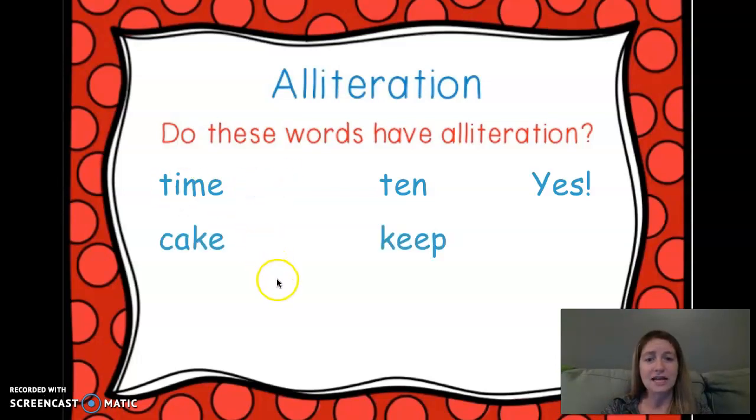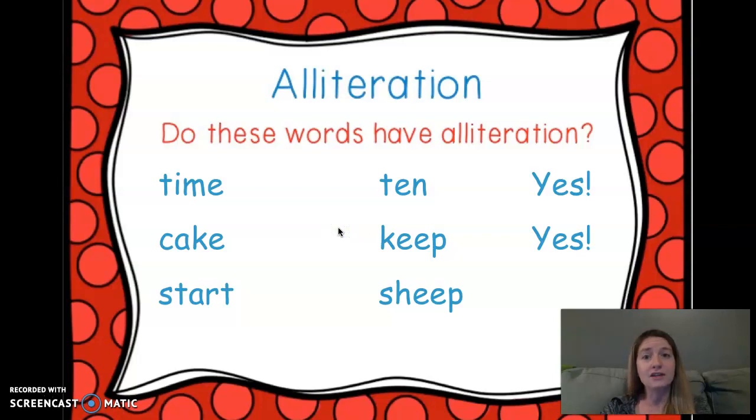All right, let's look at our next one. Cake and keep. Do these words have alliteration? Remember, focus on the sound. Cake, keep. And my answer is yes. So remember, do not worry about the letter. Worry about the sound. C can make the K sound, and K makes the K sound. So yes, they have alliteration even though the letters are different.